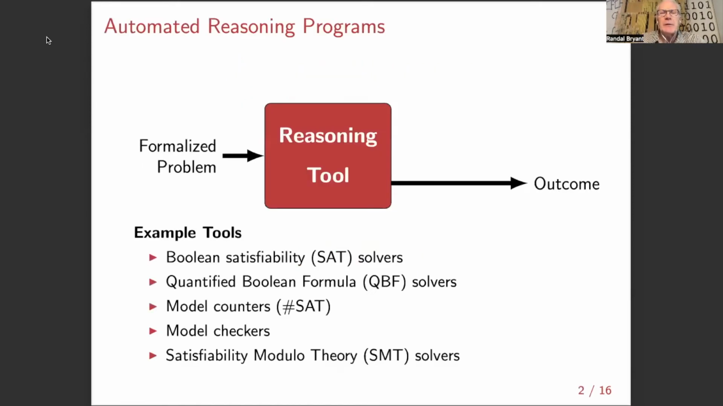Most of my career has been spent on some types of automated reasoning programs, by which I mean we take some formalized description of a problem and try and describe some properties of that system. An example of this tool would be a simple Boolean satisfiability solver, or for other forms of logic, or even verification tools such as model checkers that try to prove the correctness of some class of systems.